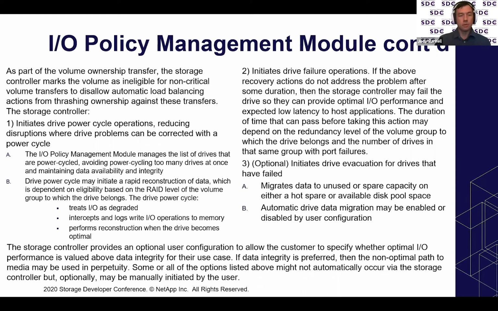And then that drive power cycle might initiate a rapid reconstruction of the data, depending on the RAID level. We can treat the IOs to those segments as degraded, do some interrupted write logging to an intent log, and then do a reconstruction on the critical stripes first. Basically, we're minimizing the amount of time that it takes to power cycle this drive, because it can be done very quickly.